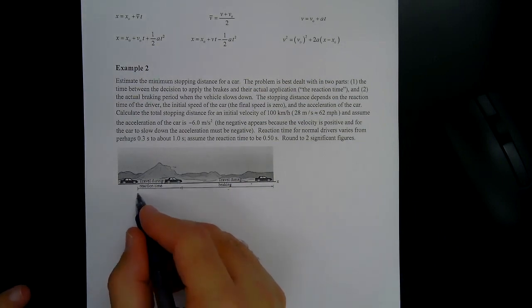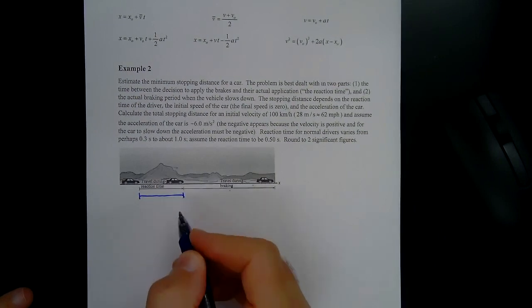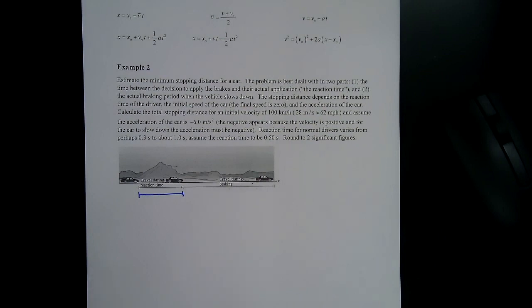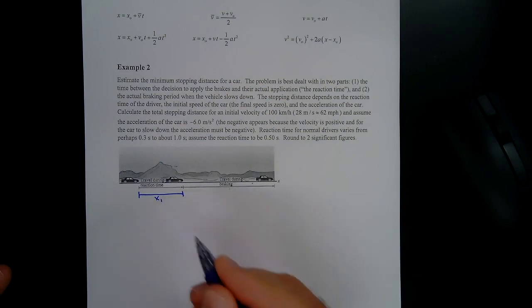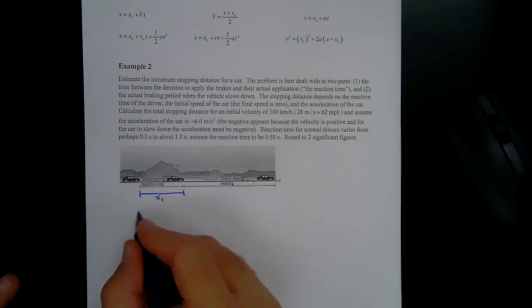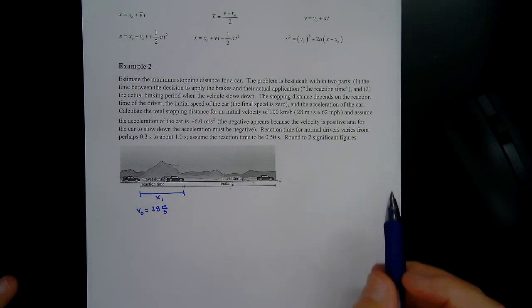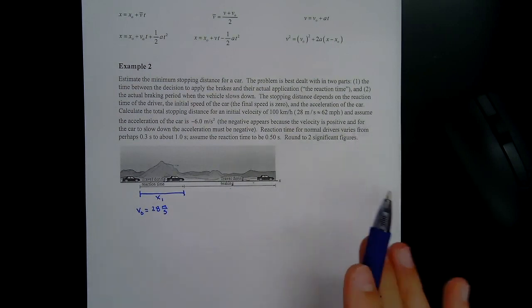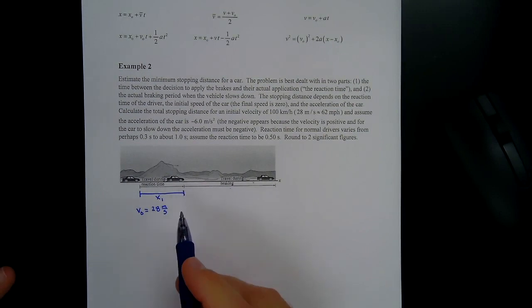So I'm gonna break this up. This first part is just the distance the car travels during that reaction time. So what do we know about this? I'm gonna call this X sub one. For this X sub one, I know my initial velocity, V sub zero, is 28 meters per second. And I'm not gonna have any acceleration. I'm not gonna start the acceleration until right at this point right here.